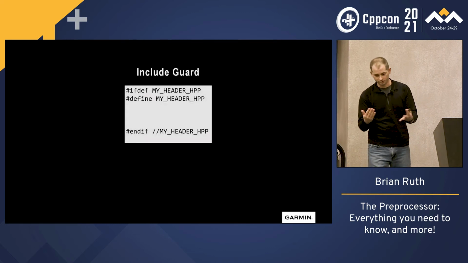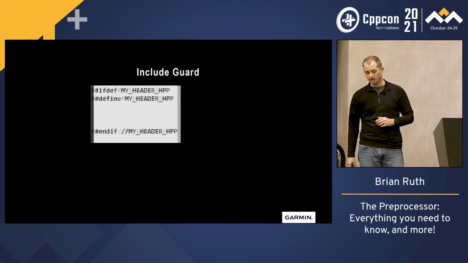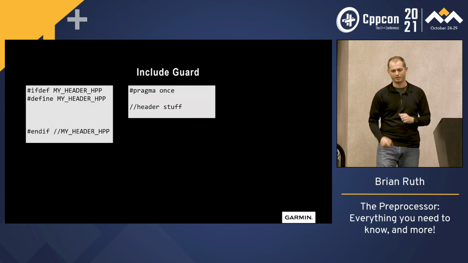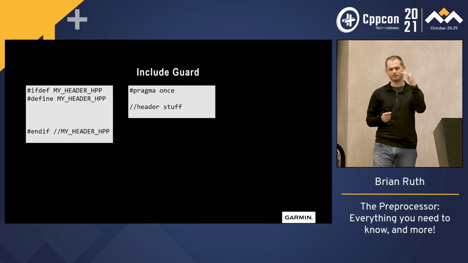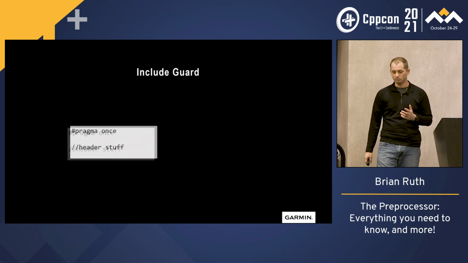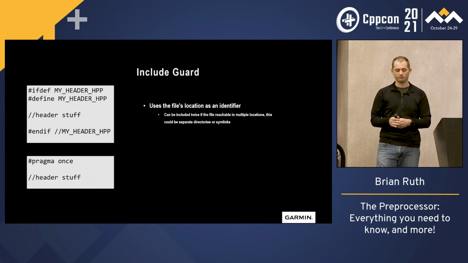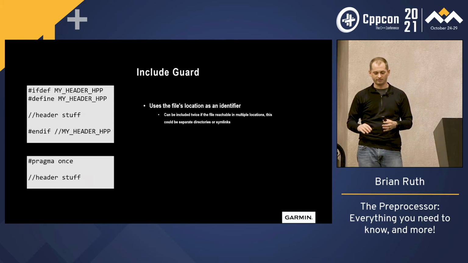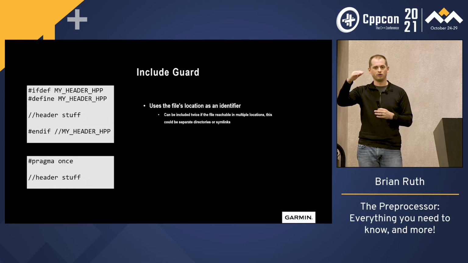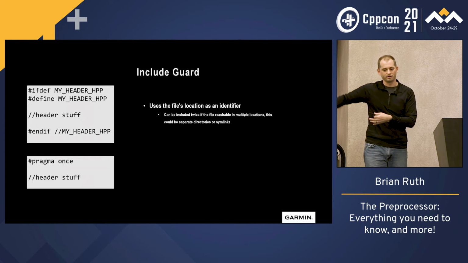So include guards. We saw it before using the conditionals. You've got your ifdef, your define, your endif. There is a pragma once. And by default, MSVC actually puts this at the top of their header files. Essentially what this does is utilize the file's location as an identifier. It's going to have some way to determine where this file is in your build hierarchy, and it's going to use that hash or whatever to say, oh, have I included this file already? Okay, yeah, I have, then I'm not going to deal with it anymore.